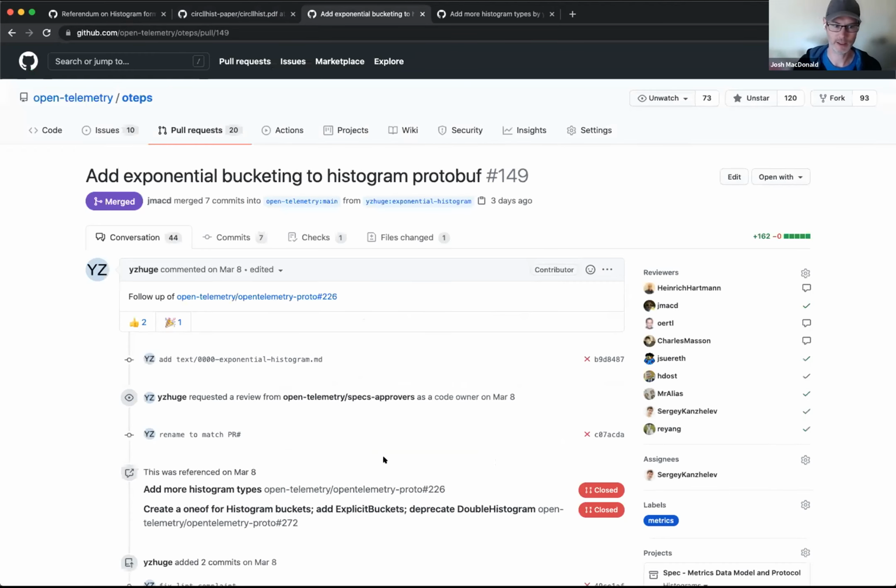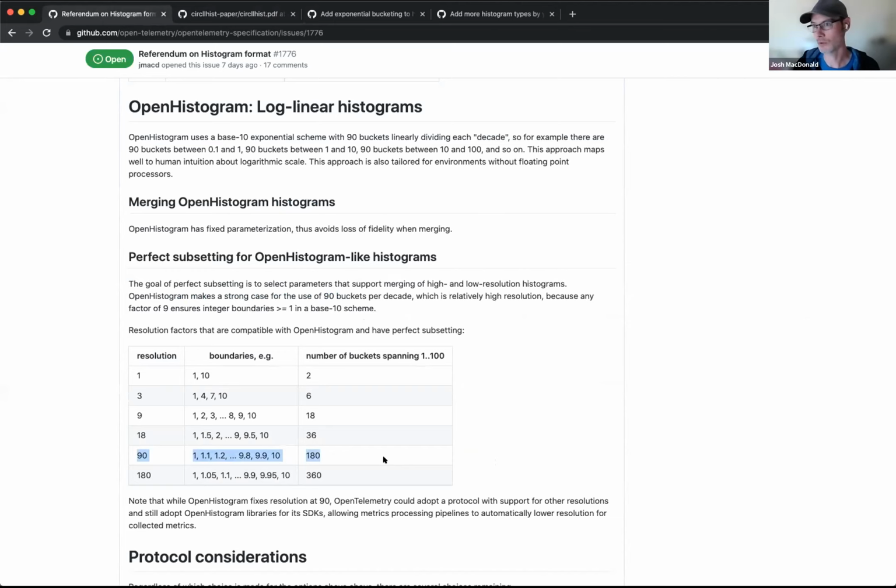And that's this line here. You get boundaries at 1, 1.1, 1.2. You get 90 of them up to 10. And then from 10 to 100, you get 10, 11, 12, 13. You get all the integers between 10 and 100. That's 90. To do perfect subsetting with open histogram, I basically made this up because I think it's a good idea.